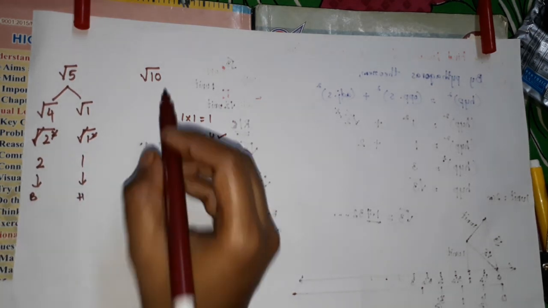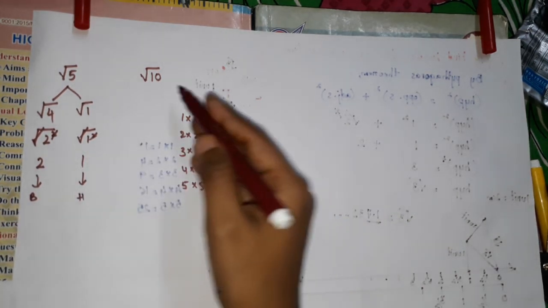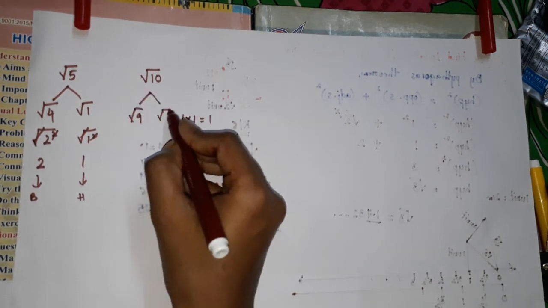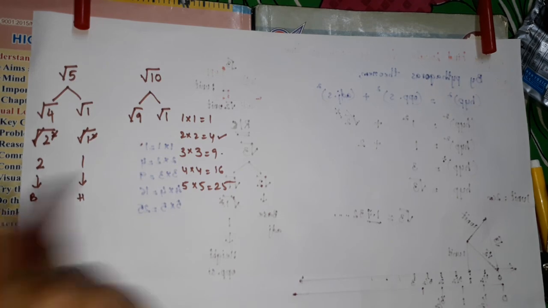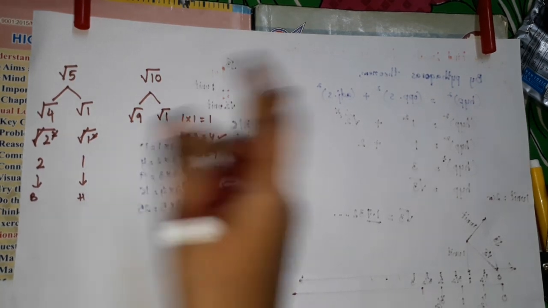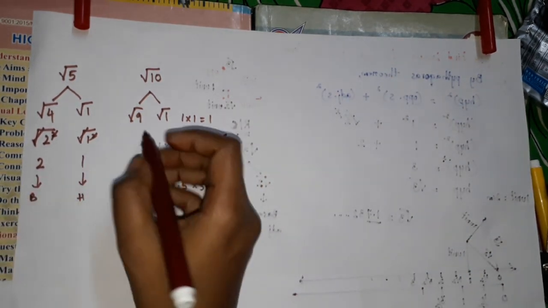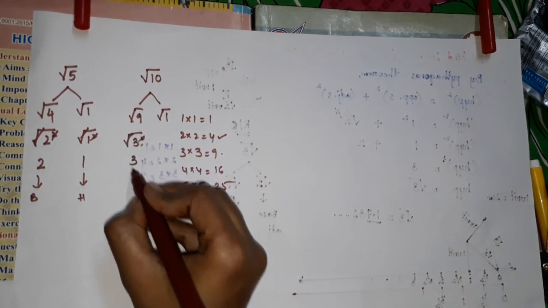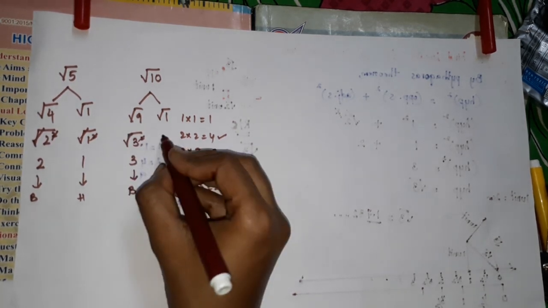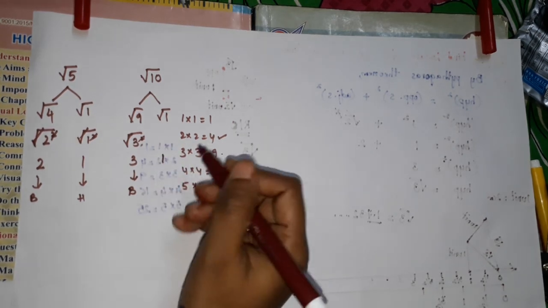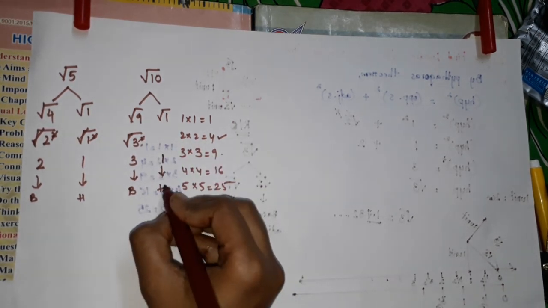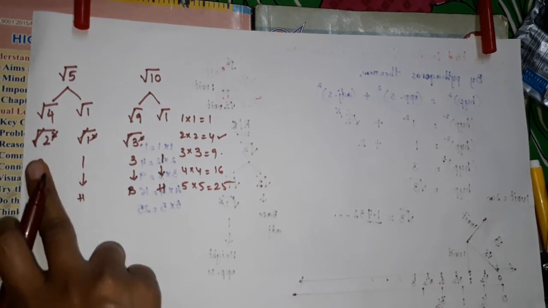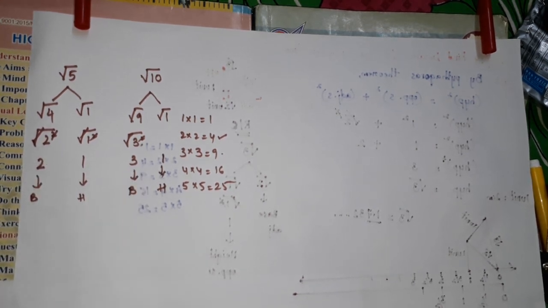So 10, same thing, 9 and 1, √9 and √1. At least we want one perfect square number. If we get two perfect square numbers, that will be easy for us. Now √9 is nothing but 3 square, so the base will be what? 3, and here for 1 we'll get the number as 1 itself, so the height will be 1. So 2 units, 3 units we are getting, right?